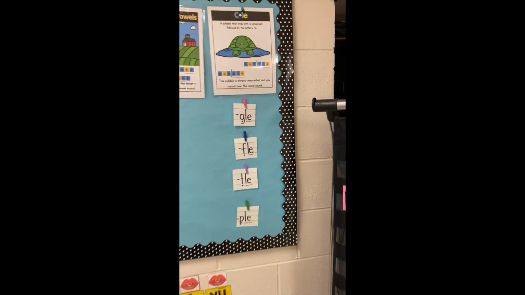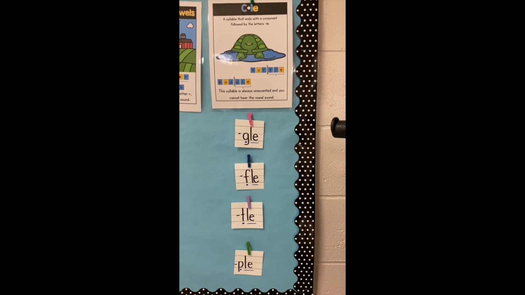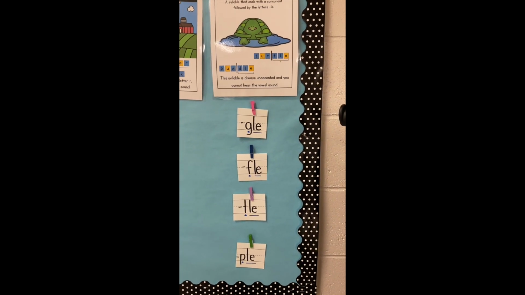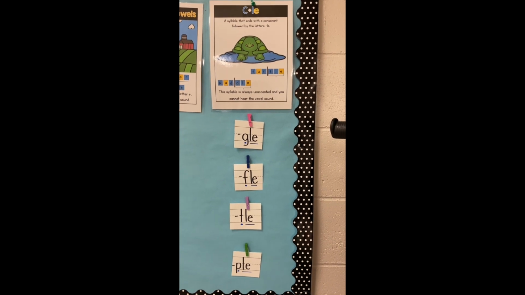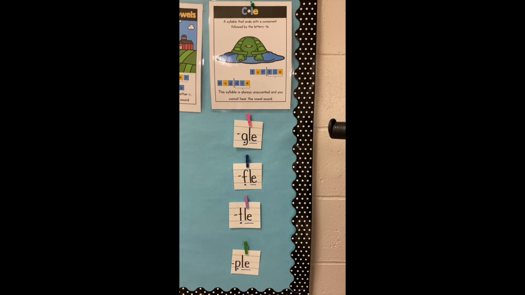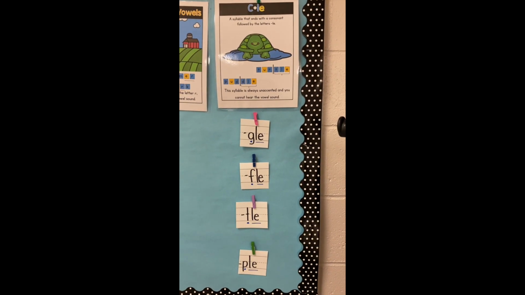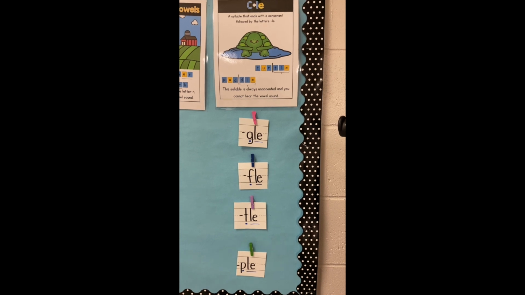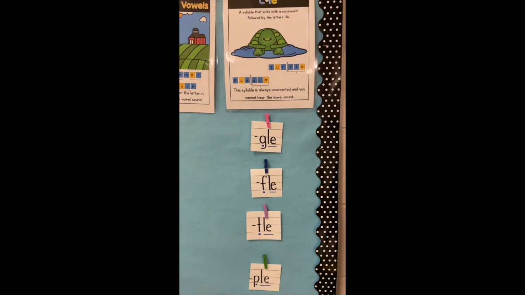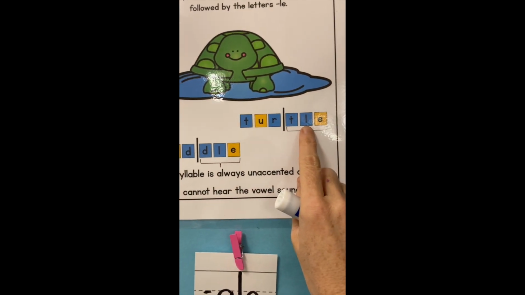So some things to know about the consonant LE syllable type is that it's only found at the end of a word. It's never a word by itself, like other syllable types often have just single syllables that are that syllable type, but in this one, it's only going to be at the end of a multi-syllable word. It's never going to be a word on its own. It always has that pattern. You can see here, consonant and then LE.